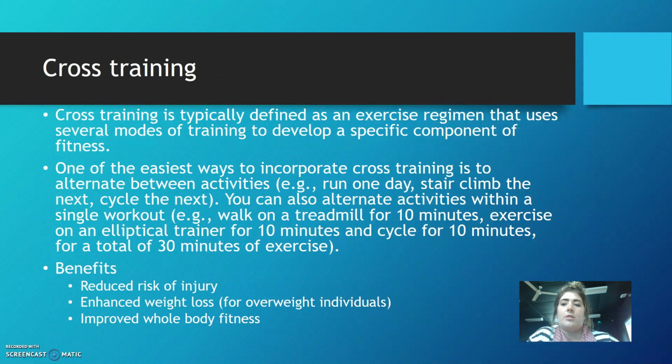So talking of cross training, it's where you're using different modes of exercise to train different fitnesses, and it can be done in the one stint or across different days. So that's sort of talked about here. Each day you could change your activity. So you might do a run one day, then do a stair climb another, and then go for a bike ride the next. Or you could go to the gym and actually alternate those activities within that single workout.